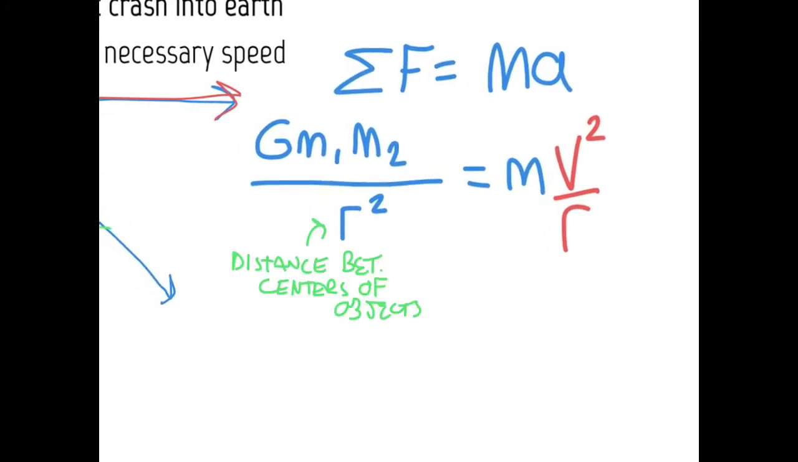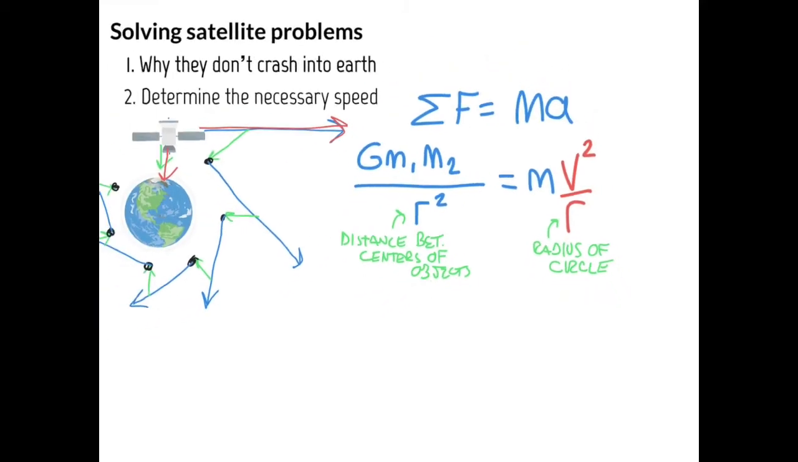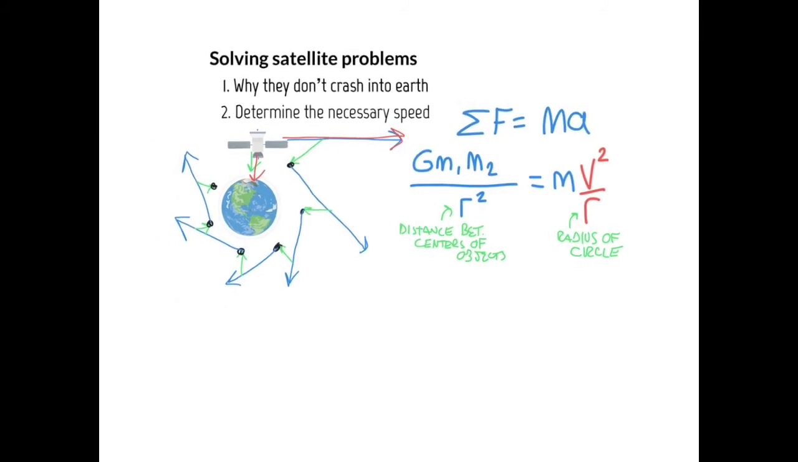Remember that the r in the denominator of the gravitational force equation is the distance between the centers of the objects. And the r in the denominator of v squared over r is the radius of the circle. But if we look at our example here, we can see that the distance between the center of the satellite and the Earth is also the radius of this circle that the satellite is traveling through. So those two r's are actually the same, and we can cancel one of those out from the left-hand side and cancel the one out from the right-hand side.